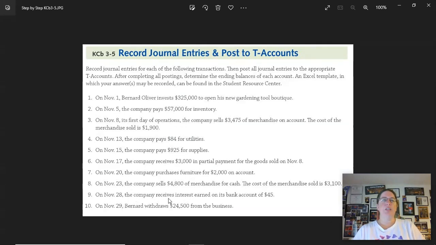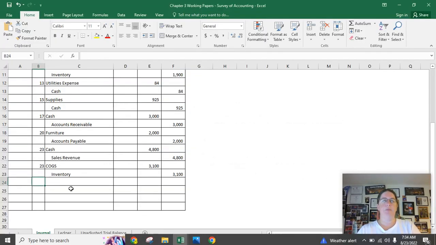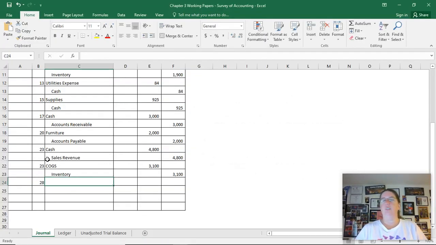On November 28th, the company receives interest earned on its bank account of $45. Okay. We received interest earned on our bank account for $45. So we received money, so we're going to debit cash. Oops, sorry about that. First, our date is the 28th. We're going to debit cash for the $45. We received it for interest we've earned, so we're going to use our interest revenue account for $45. Okay, indent that one.